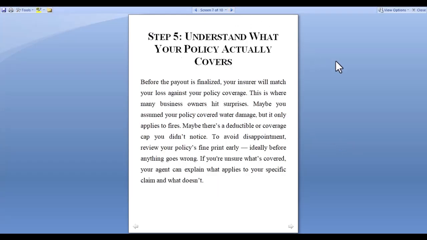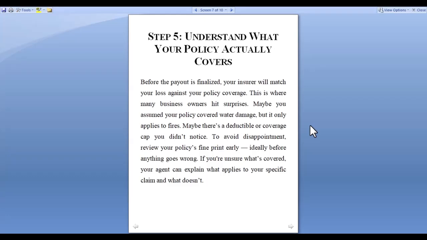So step 5 says, understand what your policy actually covers. Before the payout is finalized, your insurer will match your loss against your policy coverage. This is where many business owners get surprises.